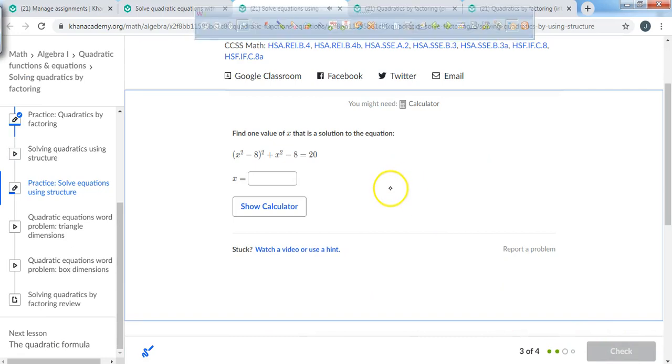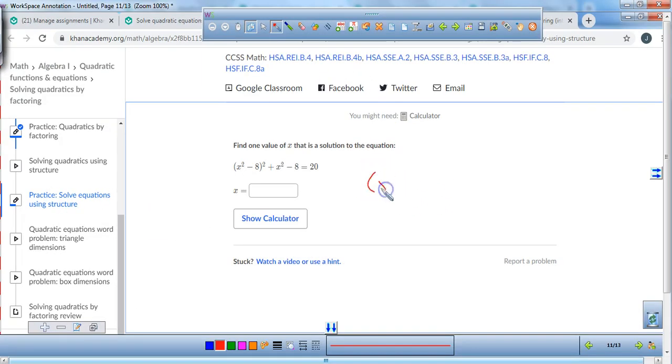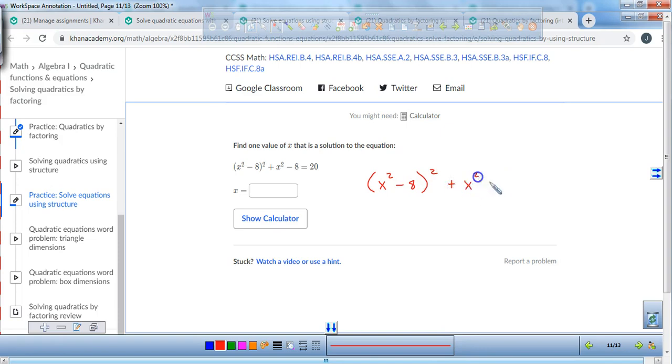All right, so let's go ahead and take a look at this one. We will go ahead and carefully write it down. We have x squared minus 8 that's being squared plus x squared minus 8 is equal to 20. So just carefully write that down nice and neat.